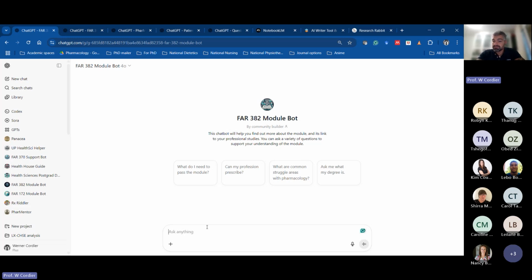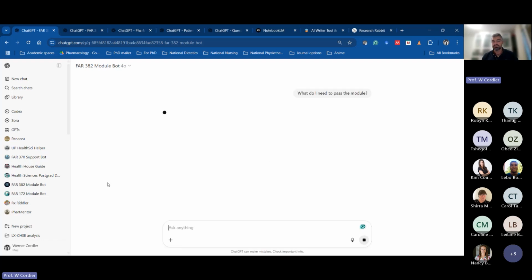So even though they instructed the module guide as law, this is really just there for those snapshot moments, and then they can always refer back to it. So for example, I have some cues here at the start. What do I need to pass the module? And Bob's your uncle, it's going to spit out the minimum requirements.